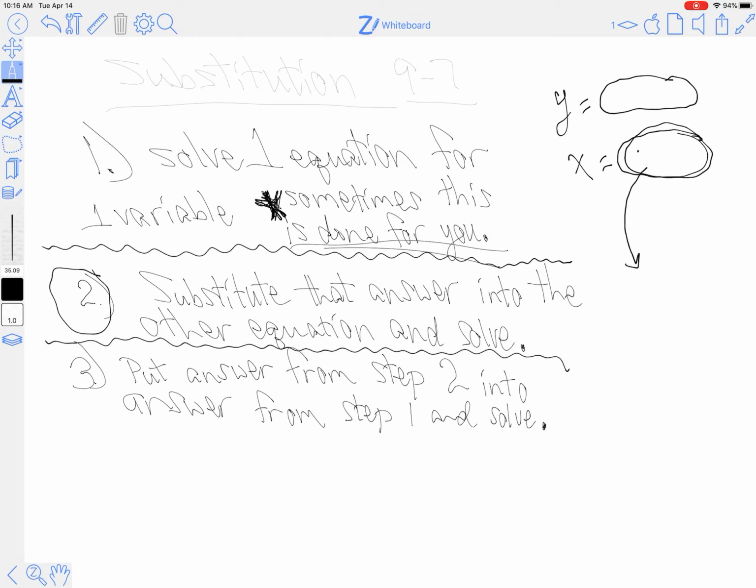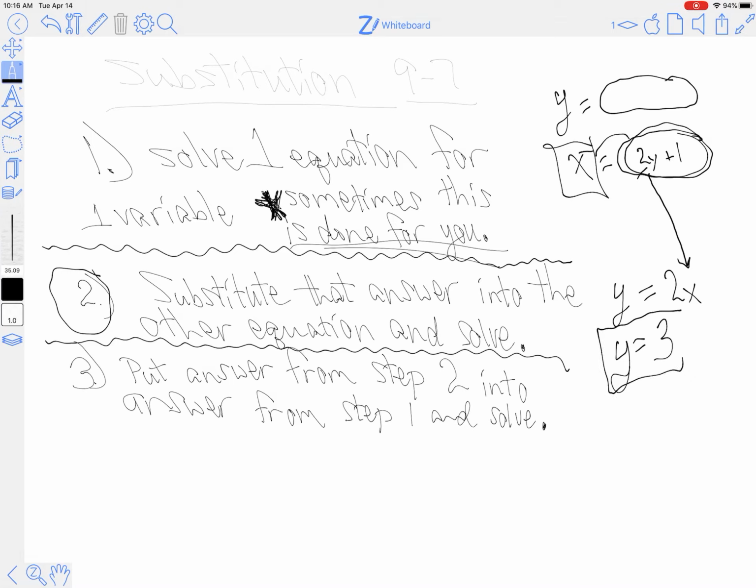So maybe this was like x equals 2y plus 1. And maybe this one said y equals 2x. Well, I would take this 2y plus 1 and put it in for the x, because it says right here x is 2y plus 1, so I put that in. We solve it. I'm just making up some numbers right now. Maybe it says y equals 3. Okay, there's my answer from step 2.